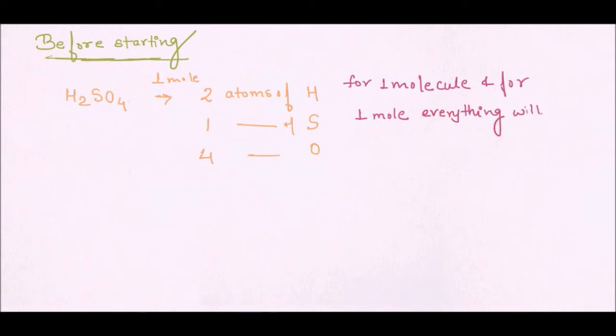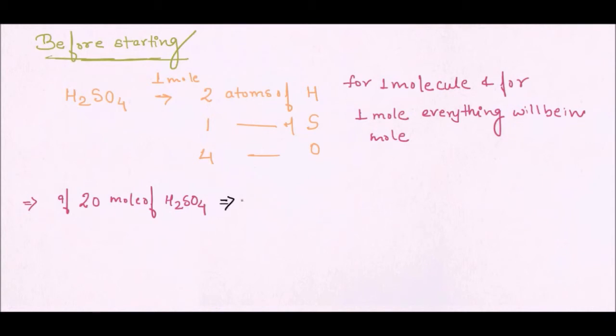Listen again. In one molecule, 2 atoms of hydrogen, 1 atom of sulfur, 4 atoms of oxygen. Then in 1 mole it will be 2 moles of hydrogen, 1 mole of sulfur, and 4 moles of oxygen. Okay. Now imagine I have 20 moles of H2SO4. Before it was 1 mole. Now what do I have? 20 moles of H2SO4.